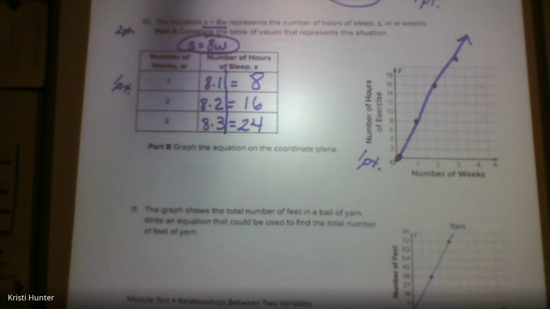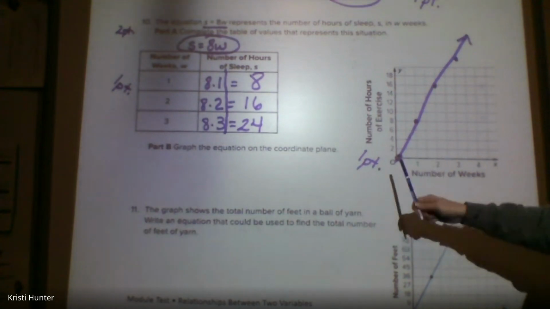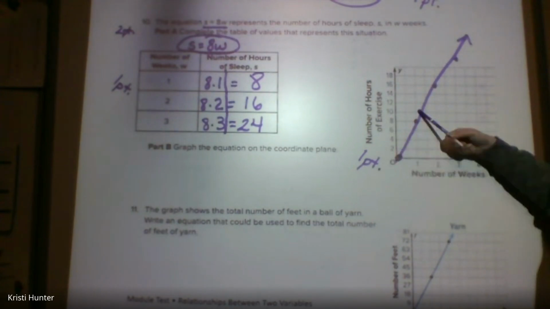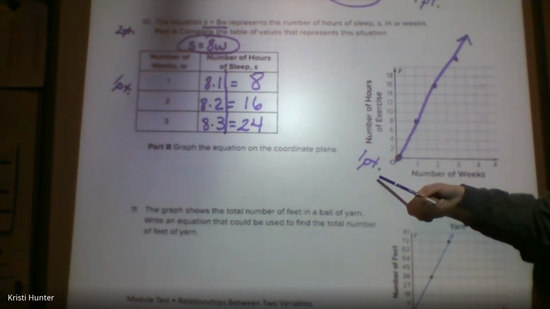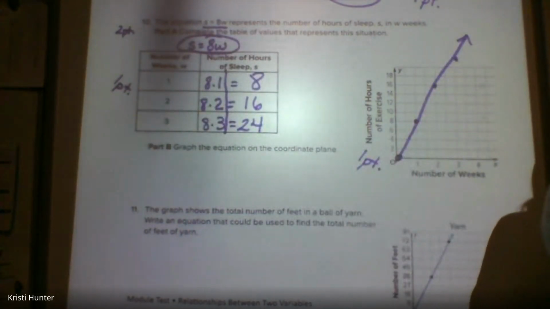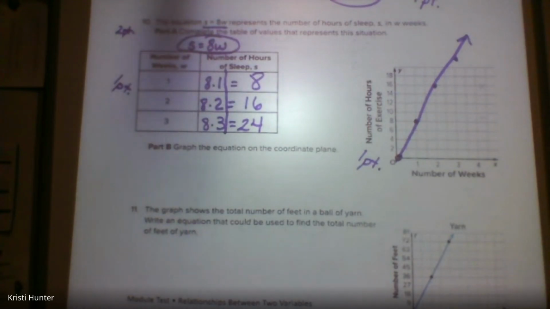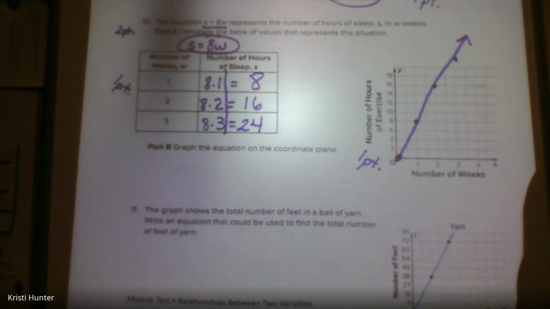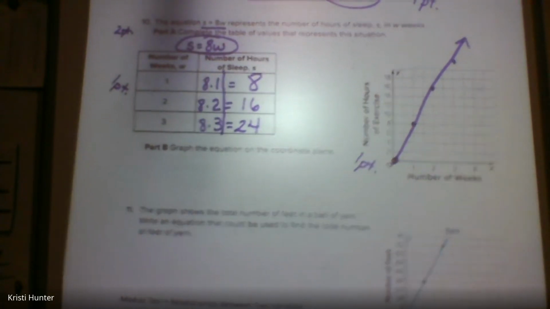Okay? So remember, 1 point comes from graphing these points correctly and connecting your line. And 1 point comes from filling in your table. So you're going to have 2 points on that one. Questions on 10? All right. Then we'll keep going.